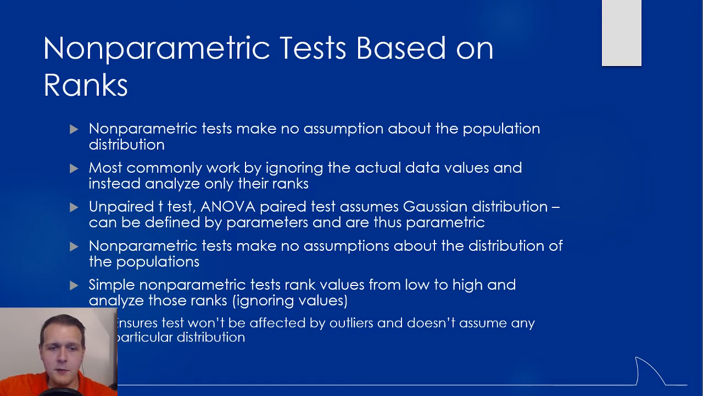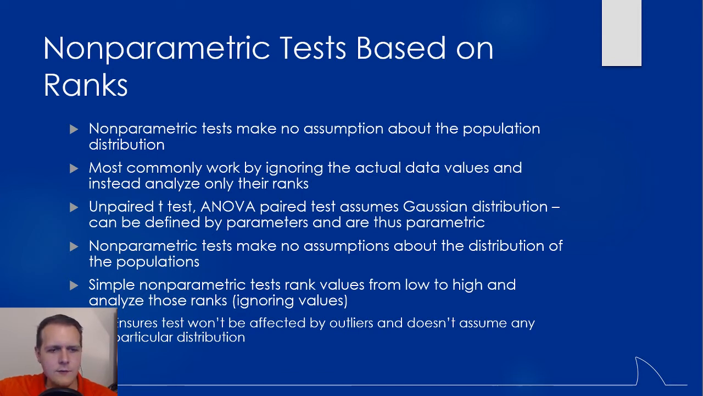Note when we talked about unpaired t-tests and ANOVA, it was always working under the assumption that it had a Gaussian distribution. Thus, they call those parametric tests, because they can be defined by their parameters, right? So we call them parametric tests. However, with non-parametric tests, we're not making any assumptions about the distribution of the populations.